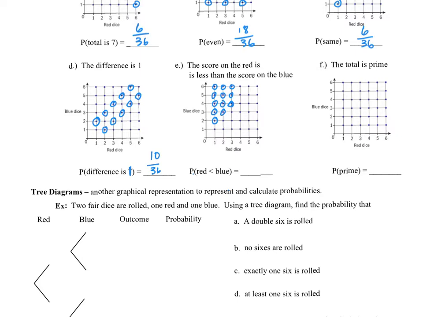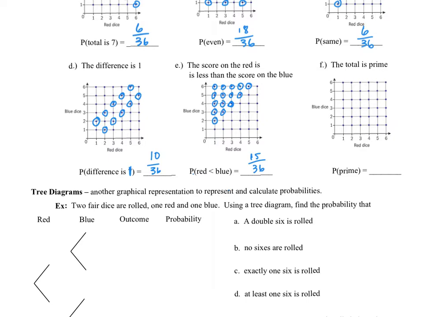When we roll 4 on the red, then that means blue would have to be 5 or 6. And if we roll a 5 on the red, then blue would have to be 6. And then, of course, if I roll a 6 on the red, there's no way I can roll a blue one that's bigger. So if we count these up, that would be a total of 15. So there are 15 out of 36 ways of that happening. And then this last one, the total is prime.